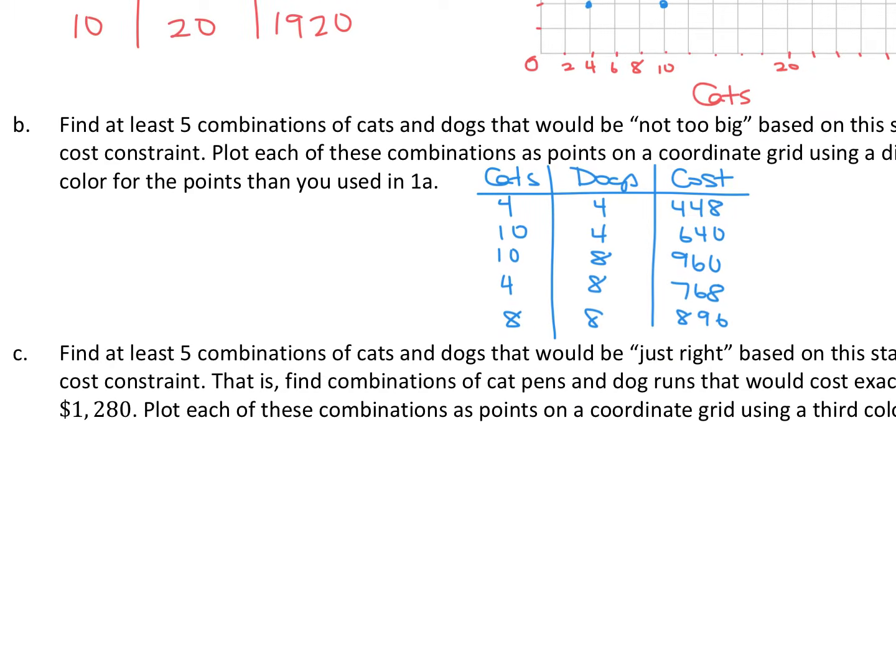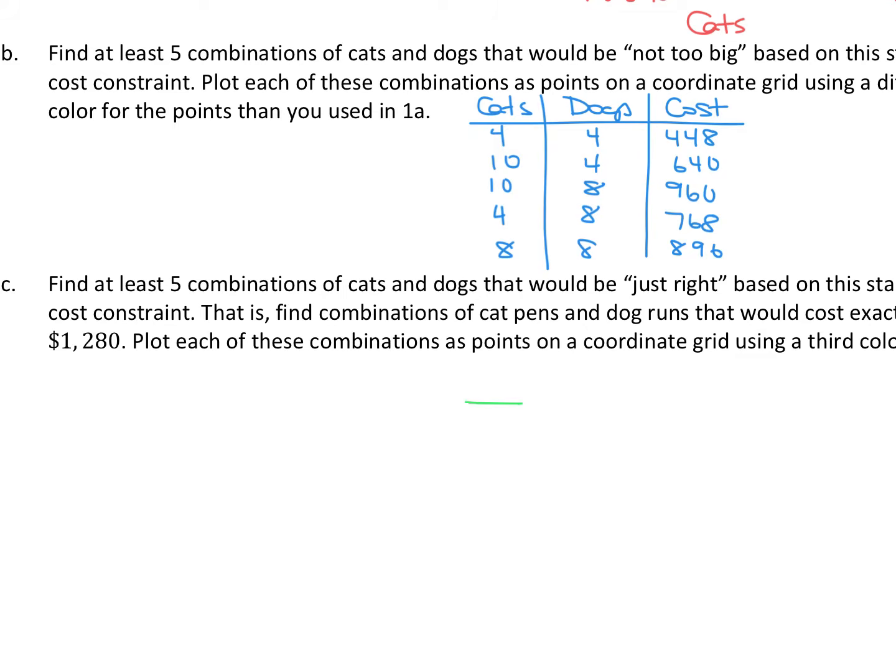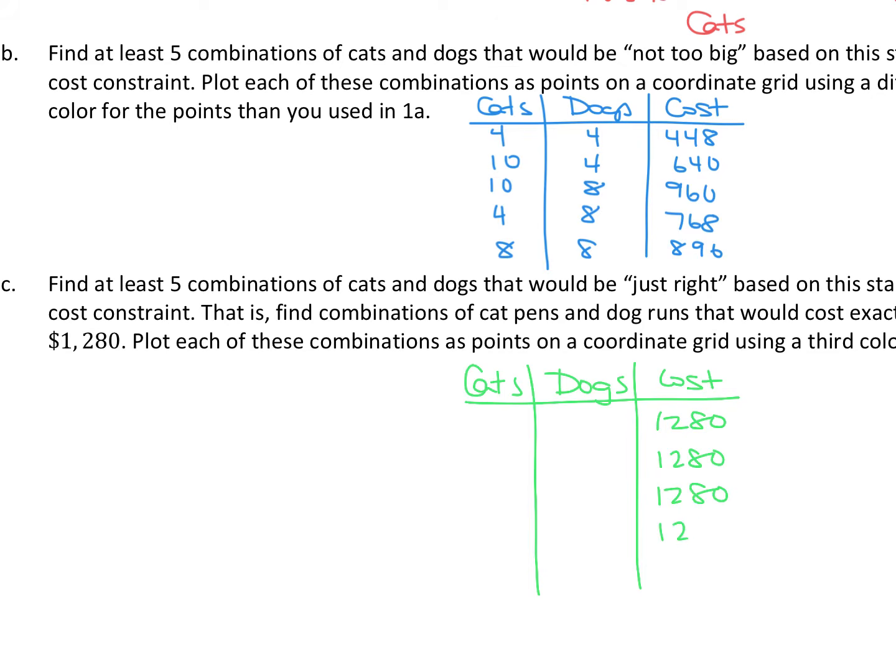And I'm going to switch the color here again like it wants us to. So let's go ahead and build a table and find 5 just right combinations, ones that are exactly $12.80. So cats, dogs, cost, and then under cost, I know all 5 combinations are going to be exactly 1280, so I can fill that out ahead of time. Okay, so let's see. What if I do 0 cats? If I do 0 cats, I can do 16 dogs.